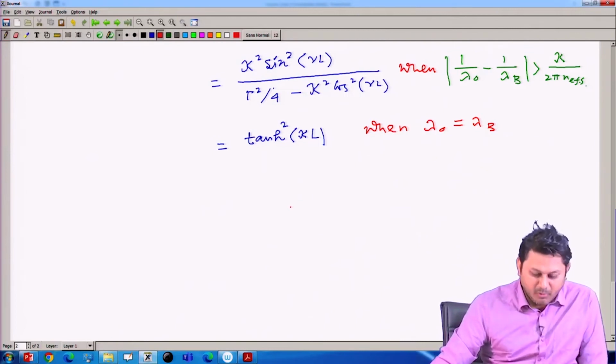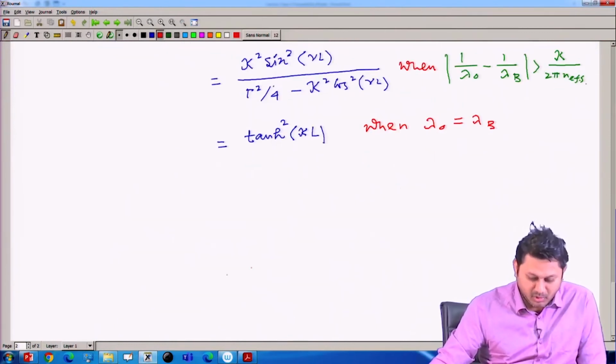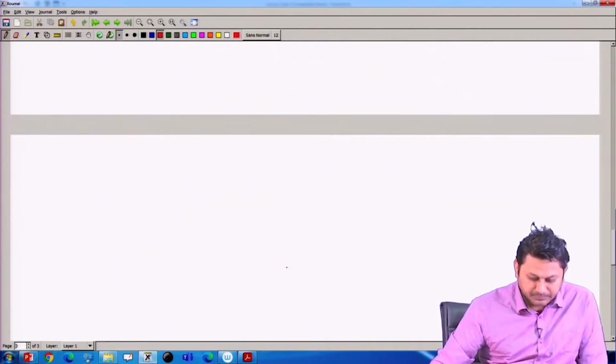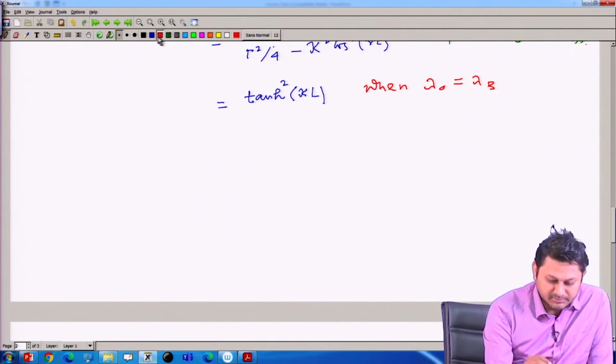Now, I can plot the peak reflectivity. This peak reflectivity, tan hyperbolic square, is a function of grating length and the coupling coefficient kappa. So, I can plot that. This plot is important. So, let me plot it here.